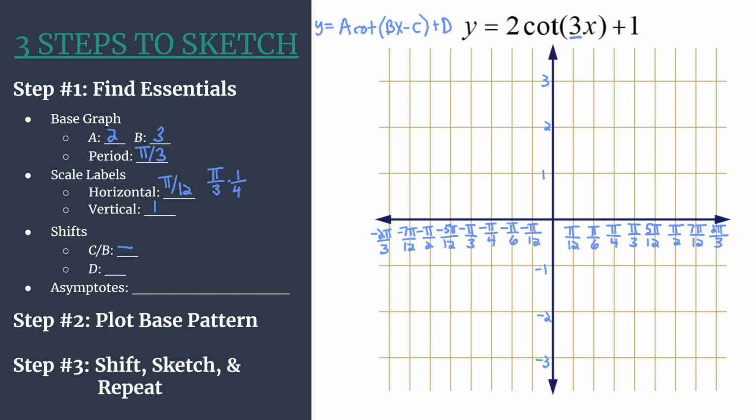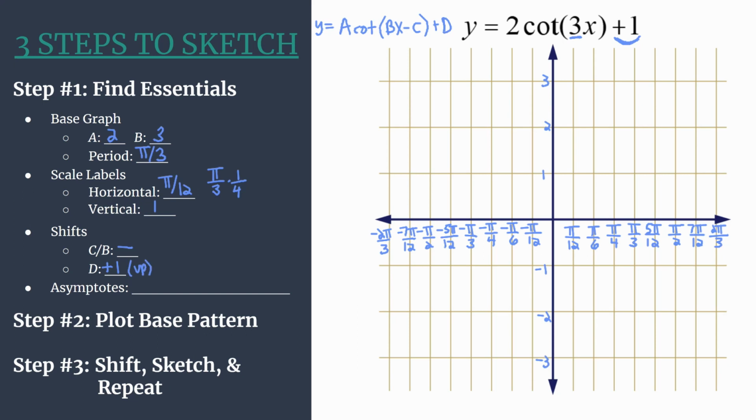We already talked about, we do have a vertical shift. It's that plus 1 tacked on at the end. And so with vertical shifts, what you see is what you do. Plus 1 means move everything up 1 unit. Okay. All right, so we'll take care of that in step 3.